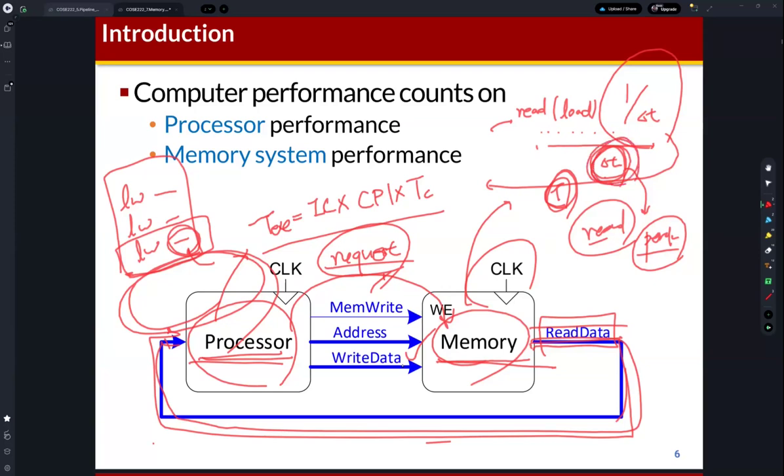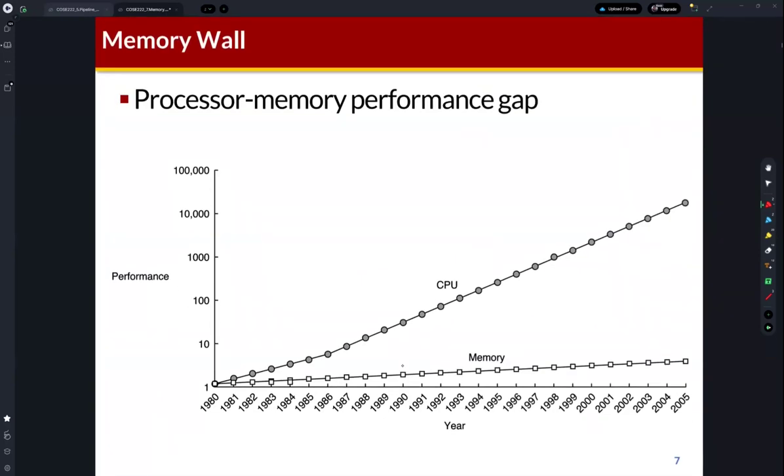So if this delta t is long, okay, delta t is high, then these following instructions cannot be executed, right? It's a kind of data hazard, because the following instruction can be executed only after the data is loaded into the register file, right? Do you understand? So that's why the memory performance is also very critical. But the problem is that memory is much slower than the CPU. So that's the problem.